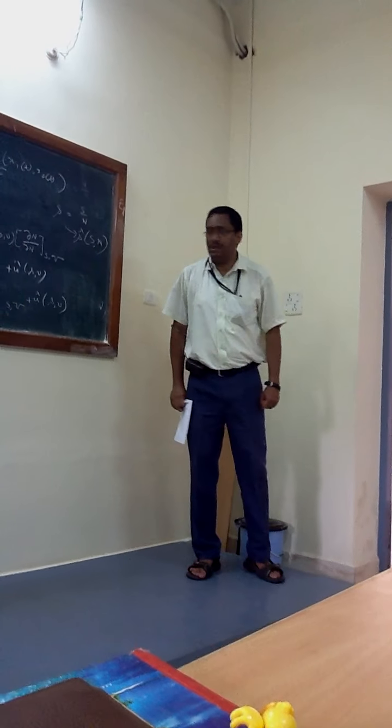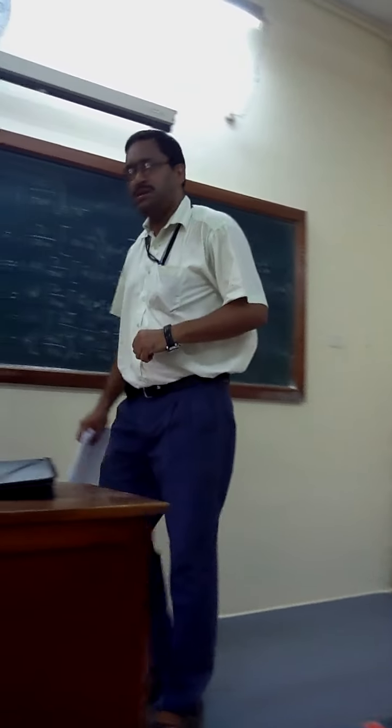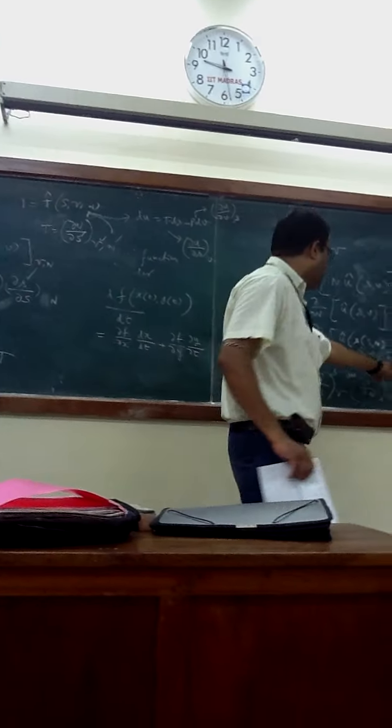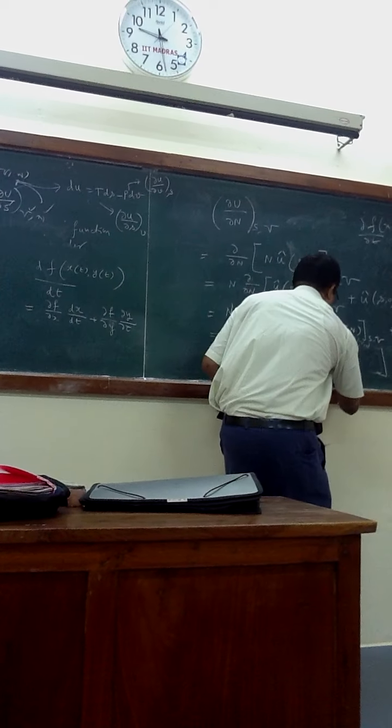Dou u hat by dou v. u hat, small u, is a function of what? Dou u hat by dou v. If I write dou v, then what will be the complete expression? How to complete this?